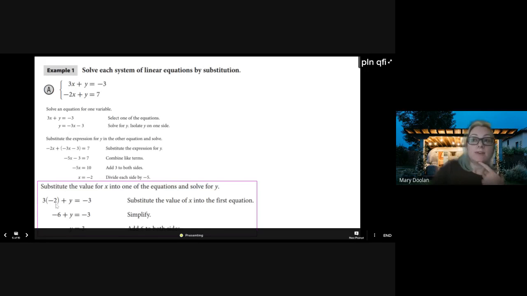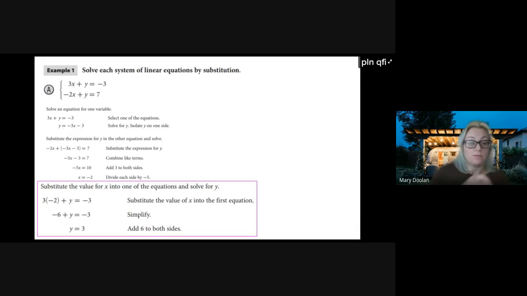And then instead of x, I'm going to put what we know x is equal to, which is -2. So we put a -2 here, and then solve for y. We multiply 3 and -2 together. That gives us -6 plus y equals -3. To solve for y now, we're going to add 6 to both sides. -3 plus 6 is +3, so y equals 3.